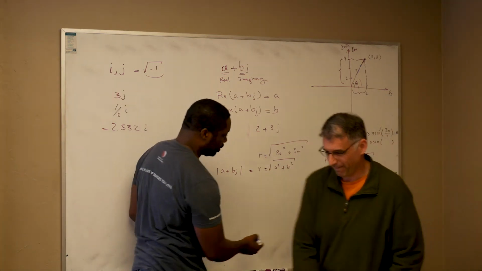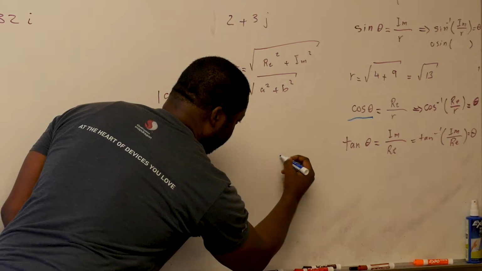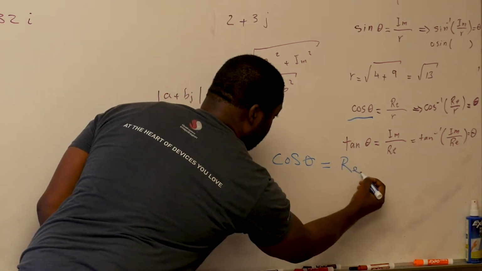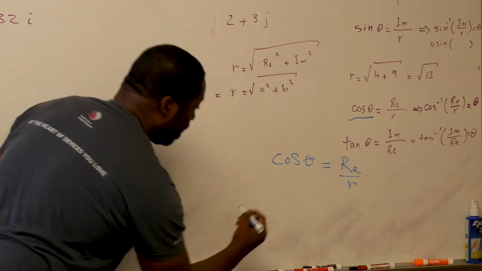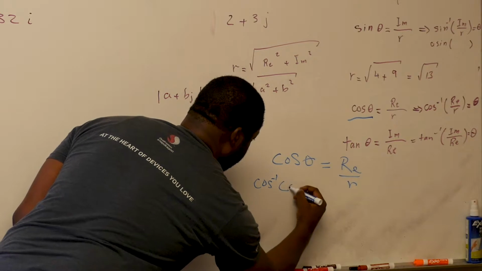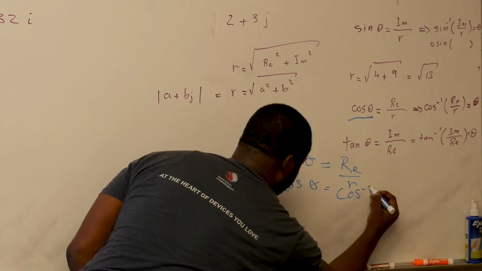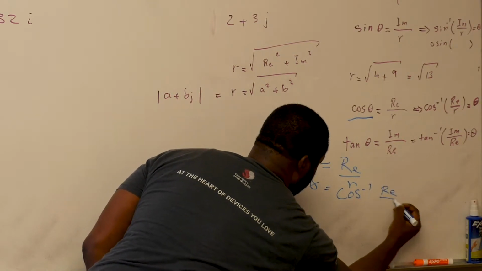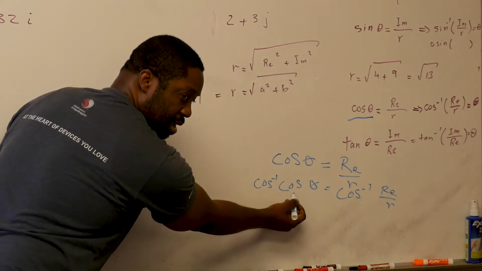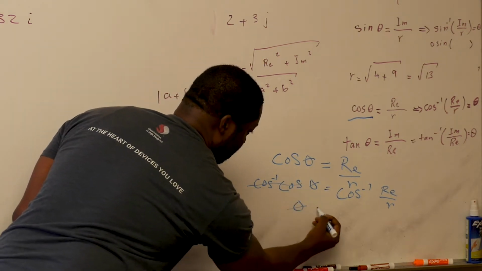Right, so you have the cosine of this angle here, right? I'll write it out here. You have cosine of theta equals real over r, right? If I do the anti-cosine of the cosine of the angle, it'll also equal the anti-cosine of real over r, right? The anti-cosine of the cosine would be what? Gets rid of it. Right. So it's just this theta.